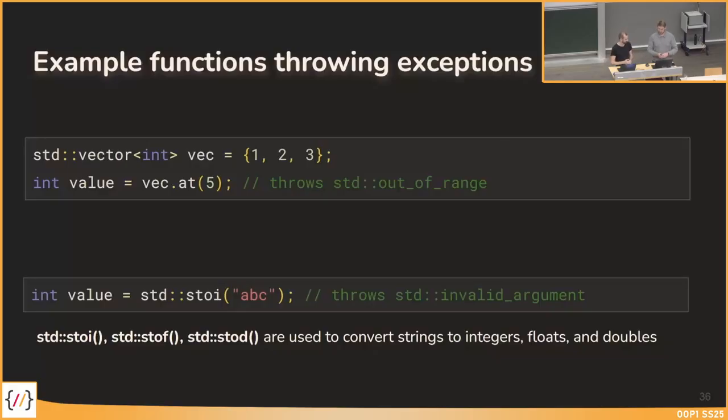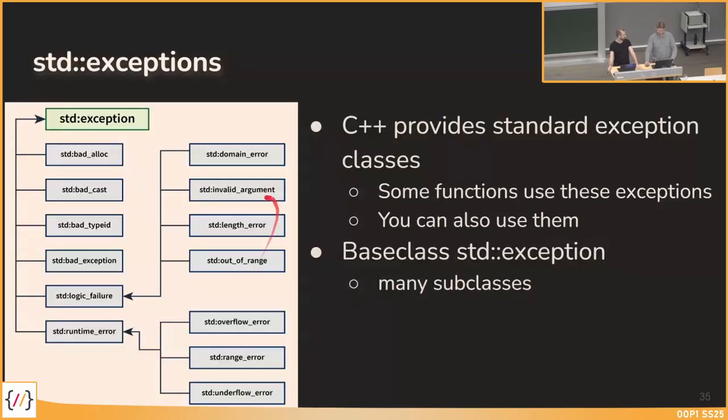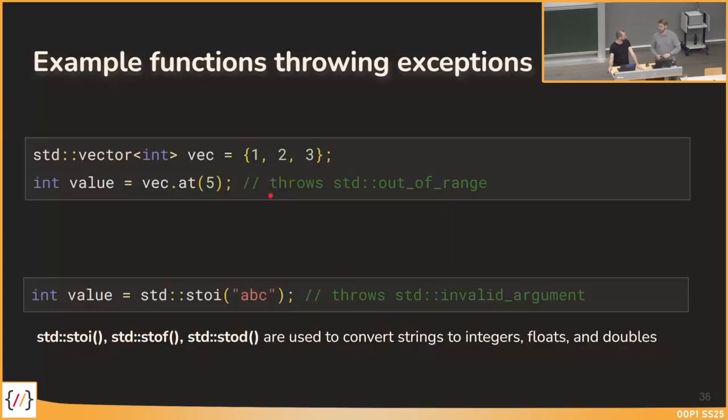Another example is the standard string to integer conversion, which we also know from C. I think it returns null at some point, I can't remember exactly. But in this case, it throws an invalid argument exception, which just means I cannot convert this string to an integer because it's maybe ABC. But again, we can catch it, so we can react to this behavior that we don't really want.